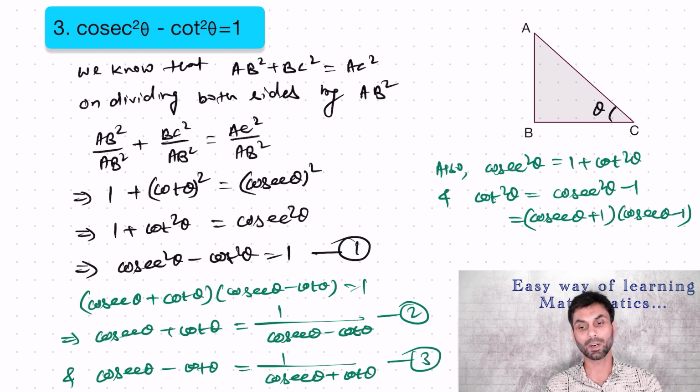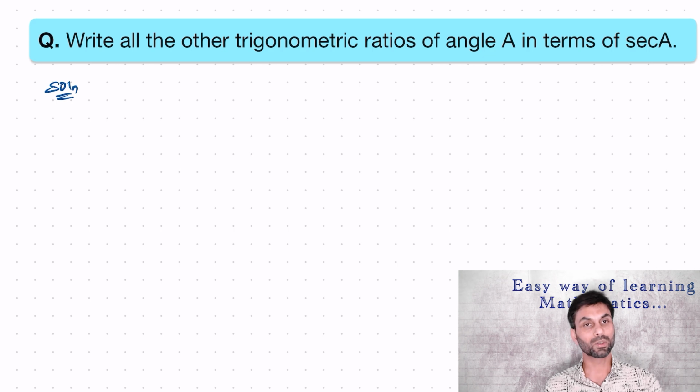Now moving to the next part, we'll be discussing the questions based on it. So let's talk about the questions now. Let's start with the first question, where we have to write all the other trigonometric ratios of angle A in terms of sec A. That means we need to write the other trigonometric ratios where only the sec A trigonometric ratio is involved, no other trigonometric ratio should be there.